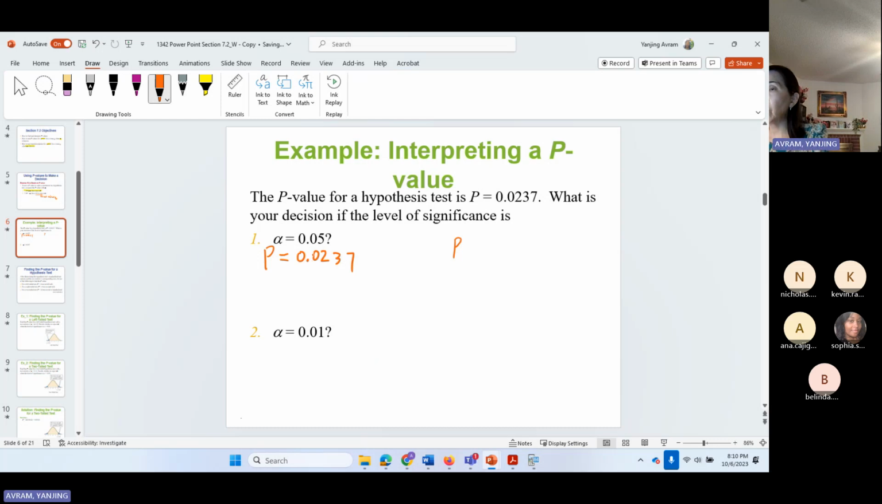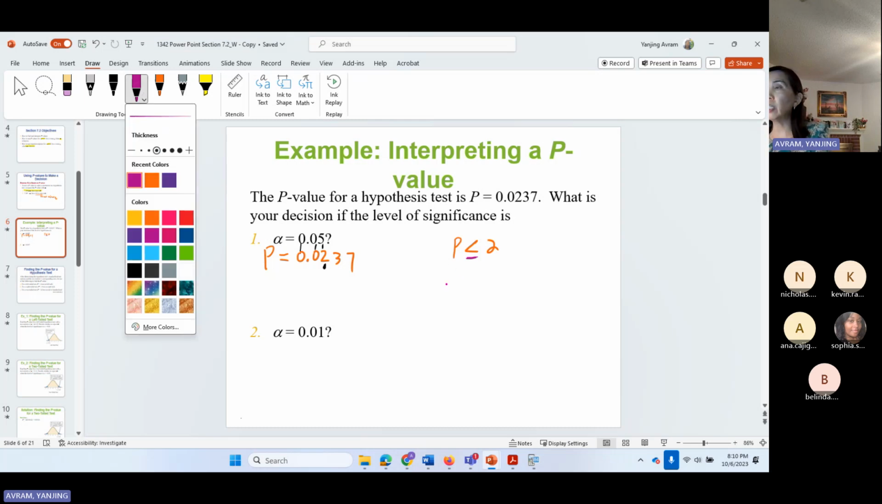We already did all the decimal points. So in this case, is p greater than or less than alpha? Apparently this p is less than alpha, right? Look at that. My alpha right here is 0.05, my p here is only 0.02. So in this case, p is less than alpha. You can say less than or equal to alpha. So p is less than or equal to alpha.